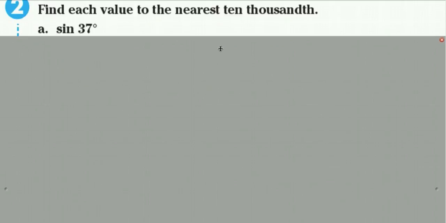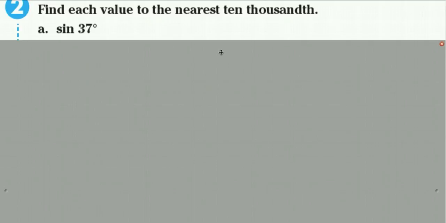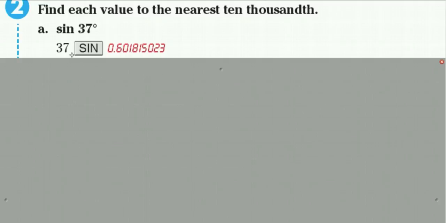Example number 2, find each value to the nearest 10,000ths place. If we are asked to find sine 37 degrees, all we need to do is take out our scientific calculator, enter 37, press the sine button, and end up with 0.601815023. Now let me just remind you that different calculators act differently, so make sure you study how you find the sine value on your calculator.